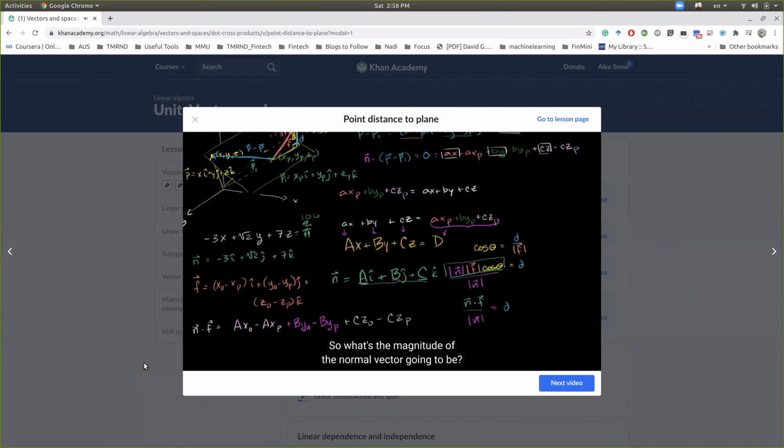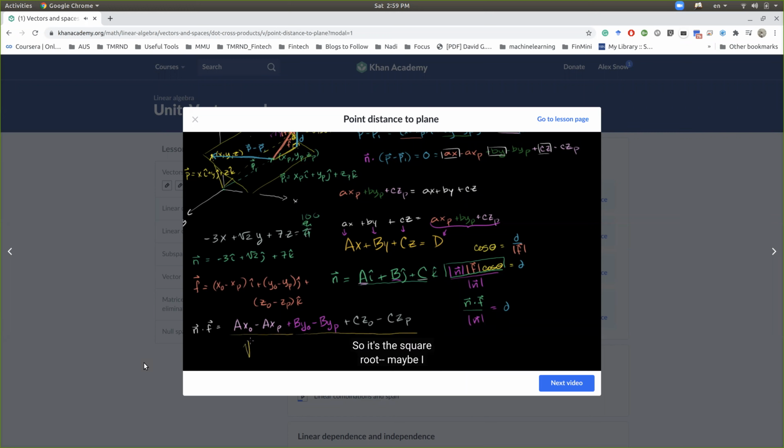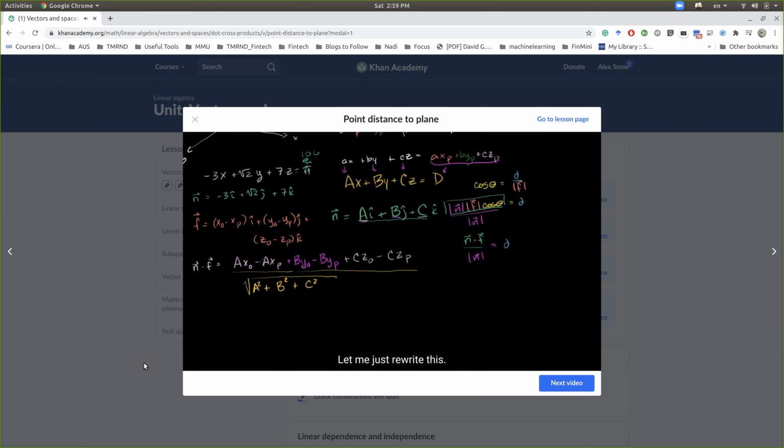So what's the magnitude of the normal vector going to be? It's just the square root of the normal vector dotted with itself. So it's each of these squared, added together, and you take the square root. It's the square root of A squared plus B squared plus C squared. Now, what does the numerator simplify to? Let me rewrite this. This is the distance in question, but let's see if we can simplify it.